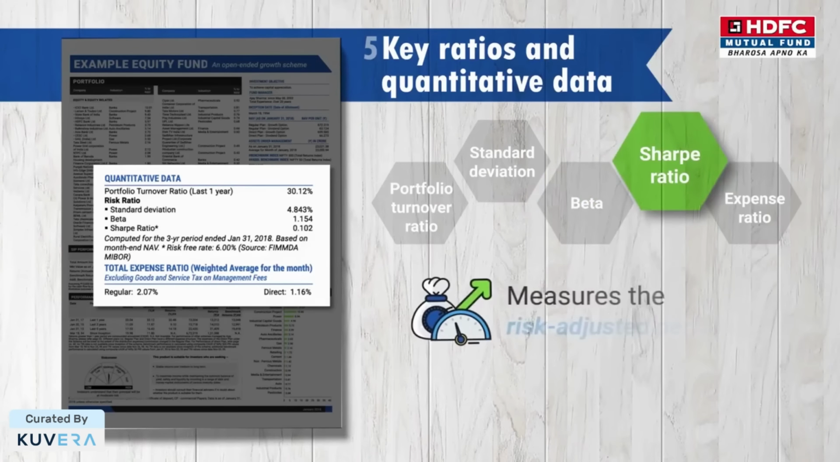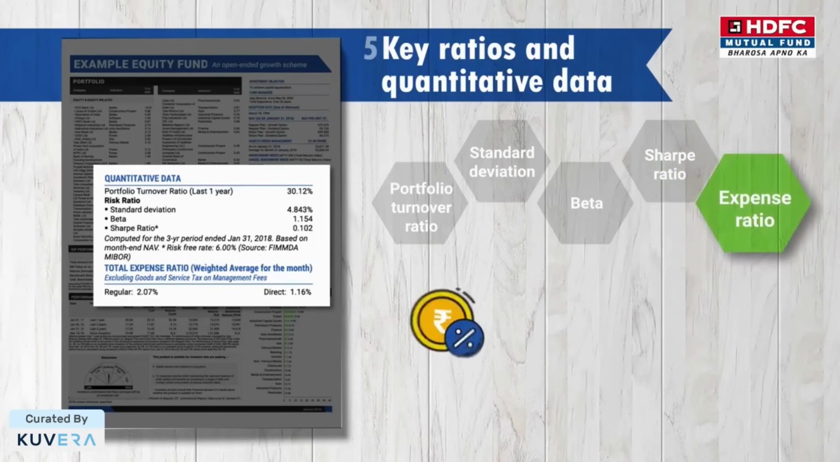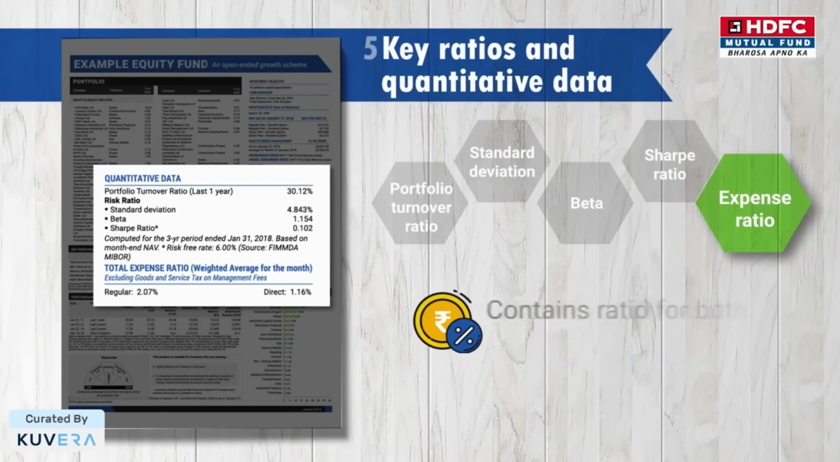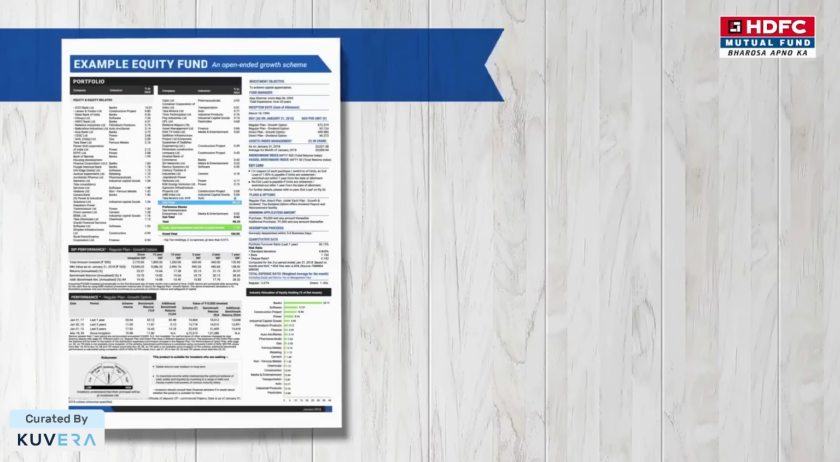Sharpe ratio measures the risk-adjusted performance of a scheme. The higher a scheme's Sharpe ratio, the better is its risk-adjusted performance compared to a scheme with a lower Sharpe ratio. Expense ratio gives the annual operating expenses of a scheme as a percentage of the scheme's net assets. The fact sheet contains the expense ratio for both direct and regular plans.